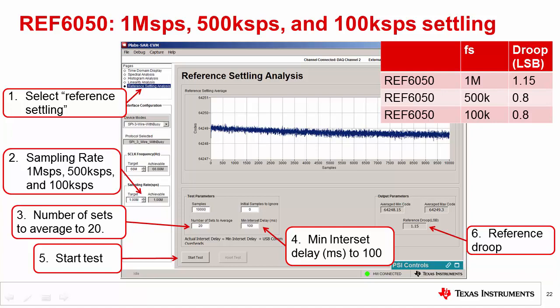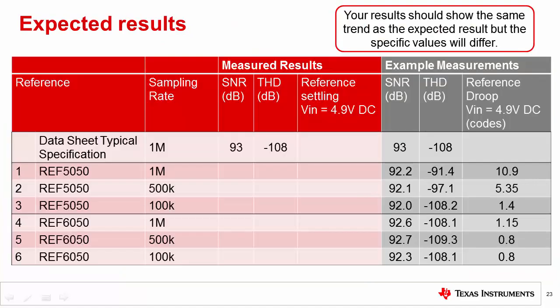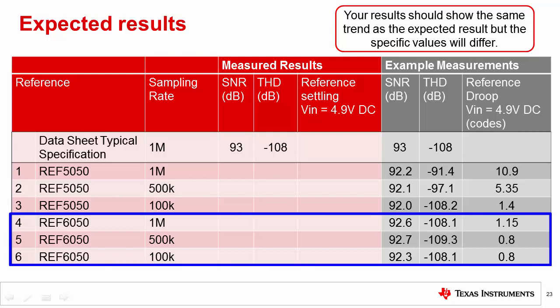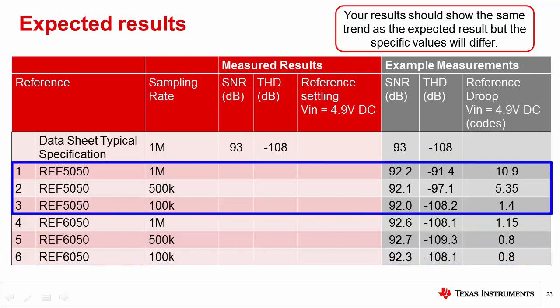Now, let's compare all the measured results. The table summarizes the measured results for all tests in this experiment. Your measured results should be close to the example measurements. Again, note that both the AC and DC performance for the Ref 6050 are good for all the sampling rates, whereas the performance for the Ref 5050 are only good at the lower sampling rates.